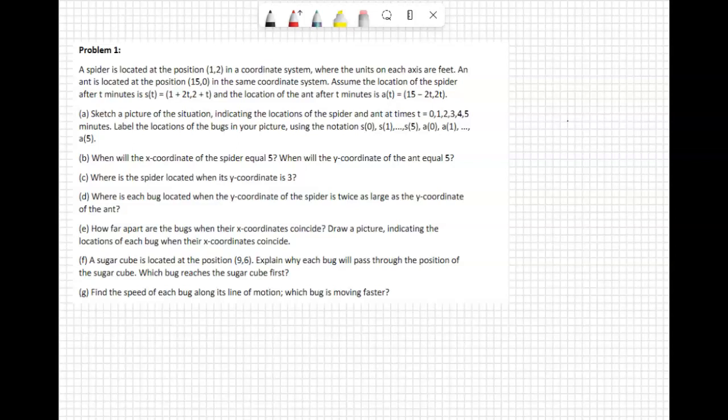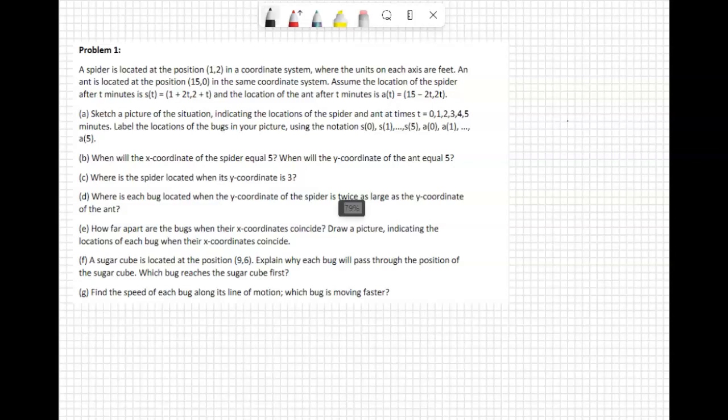All right, here's problem 1 from problem set 2. So let's read through this. This is a spider and ant problem. A spider is located at position (1, 2) in a coordinate system where the units on each axis are feet. An ant is located at the position (15, 0) in the same coordinate system.